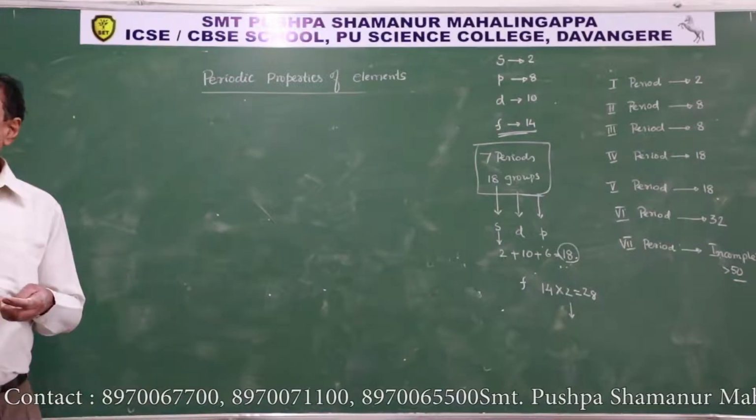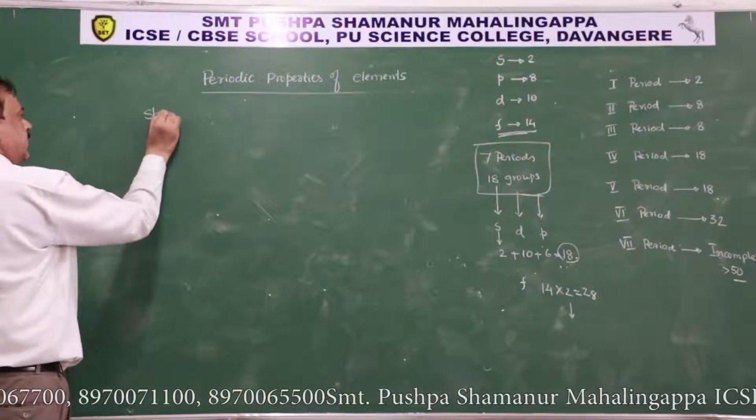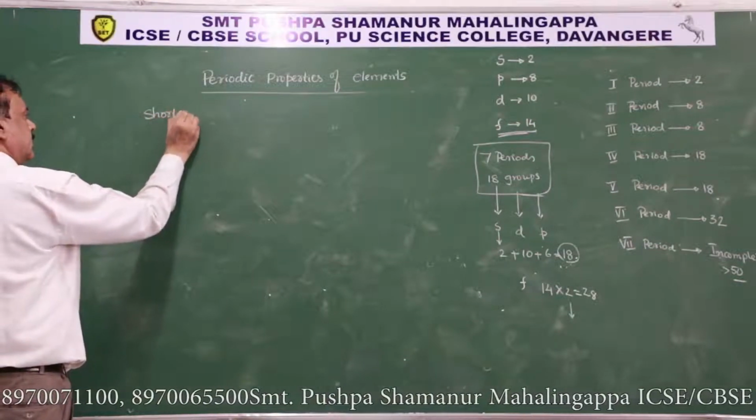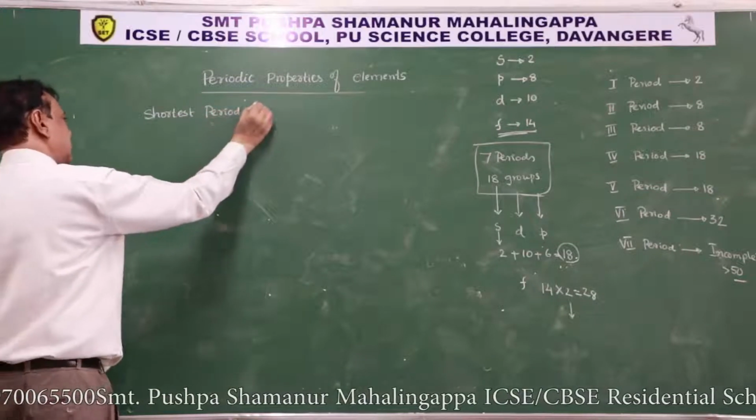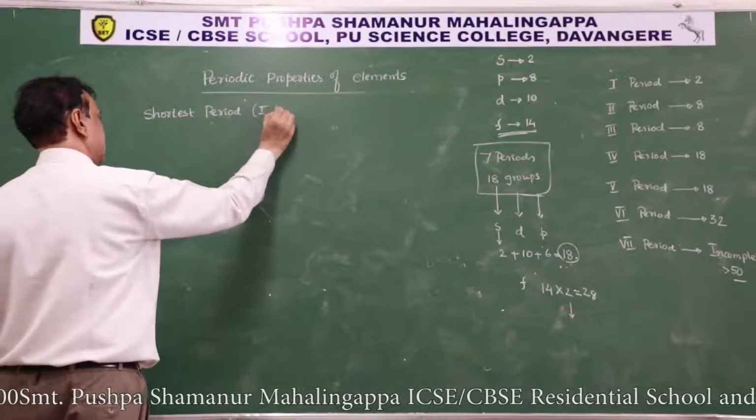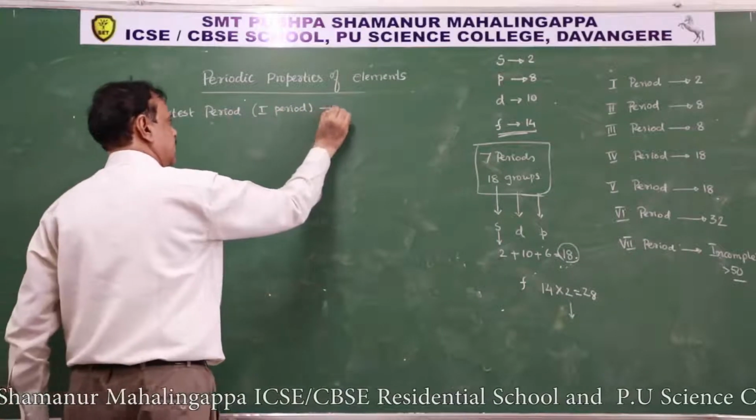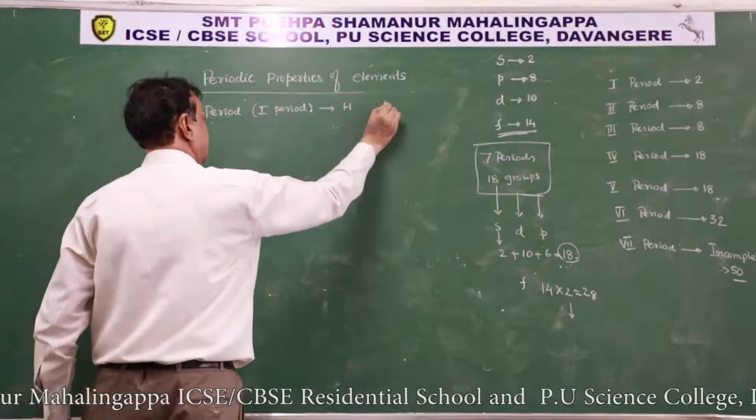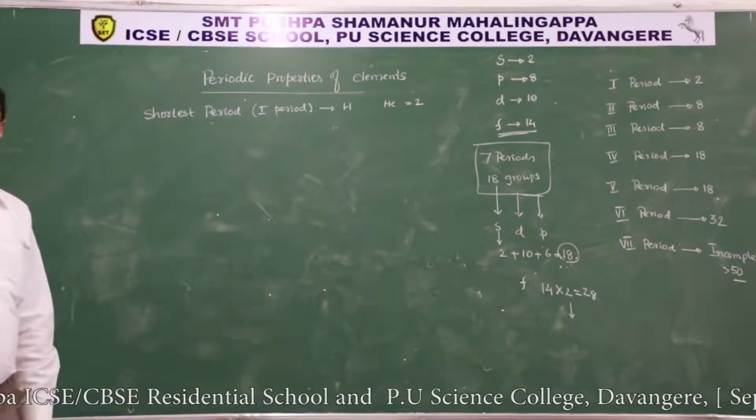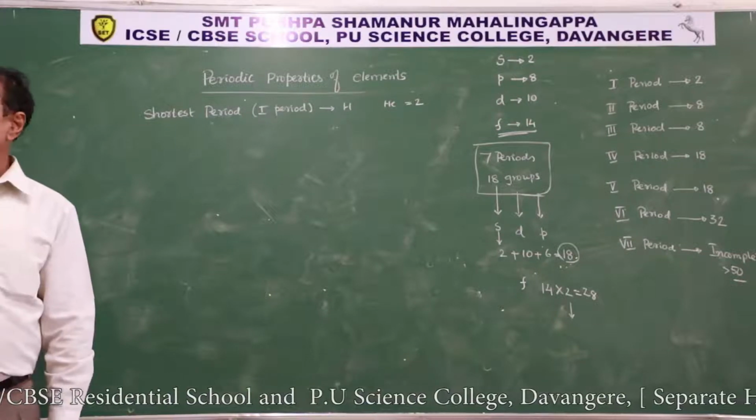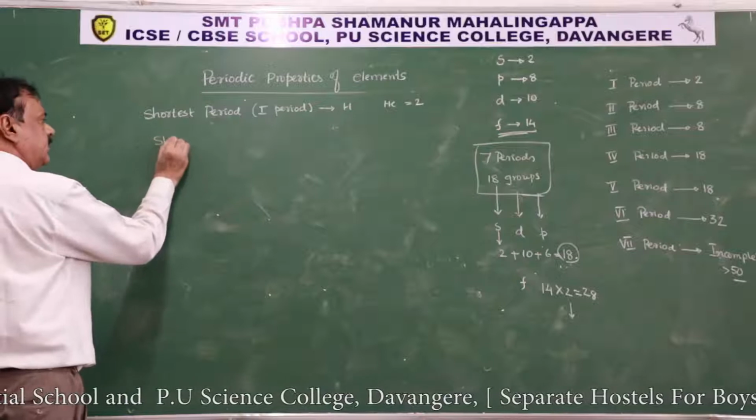Now the shortest period, that is the first period, consists of hydrogen and helium, only these 2 elements. The second period is the short period.